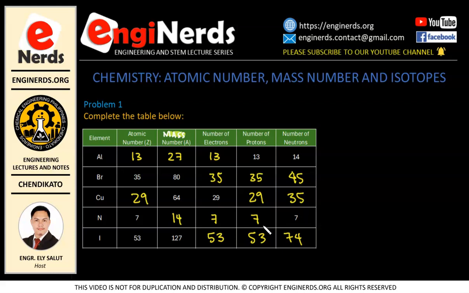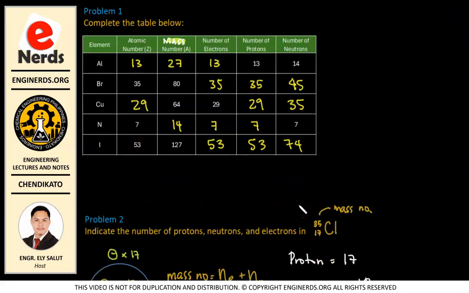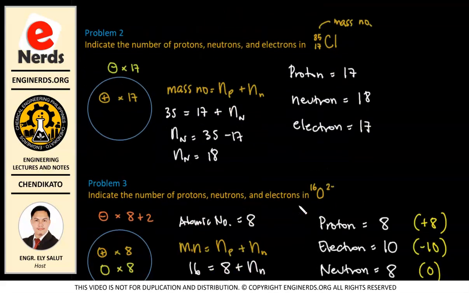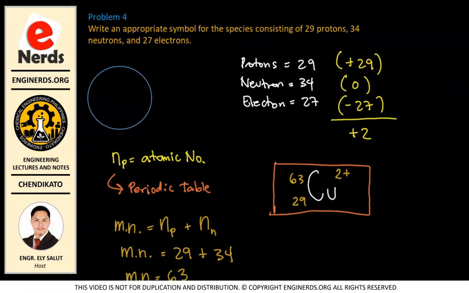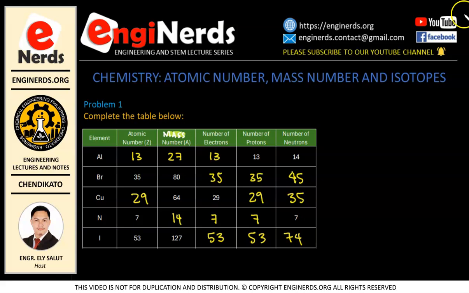Today we're going to solve some problems to apply what we have learned about atomic number, mass number, and isotopes. I'm sure this is going to be useful in your studies because your teachers might be representing the atomic structure the same way we are doing, and will be giving you the same exercises like this. We're going to complete this table here and solve several problems. This will be useful in your review and study of chemistry for atomic number, mass number, and isotopes. So without further ado, let us now jump to our featured lecture.